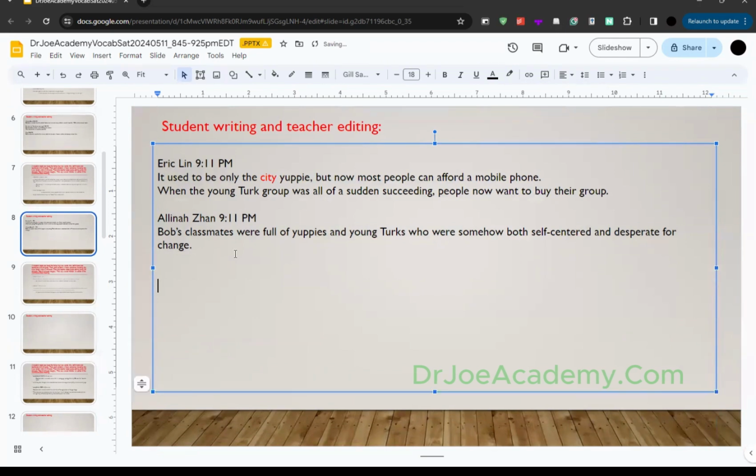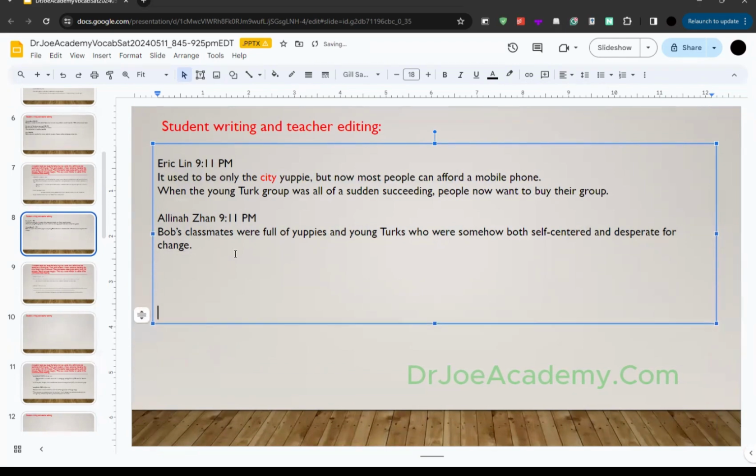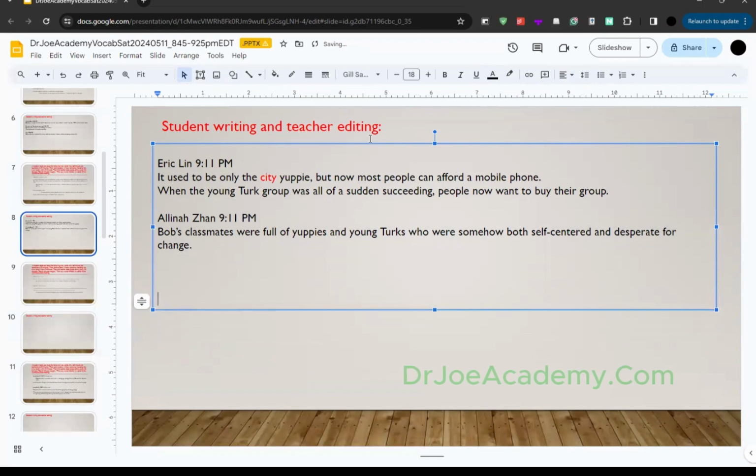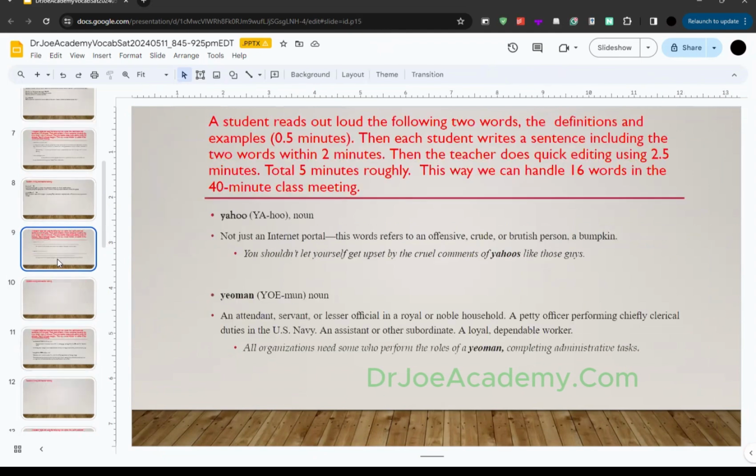Alina, do you want to read your sentence? Bob's classmates were full of yuppies and young Turks who are somehow both self-centered and desperate for change. Well done, Alina. So this is a very well-written sentence as well, and great job using both words in the correct context. Now we're going to move on to our next two words, which are the words Yahoo and Yeoman.